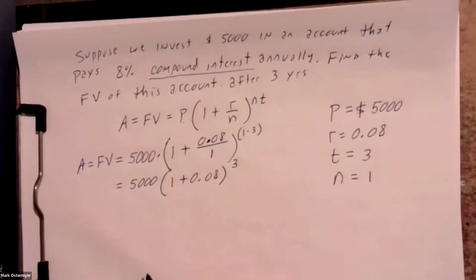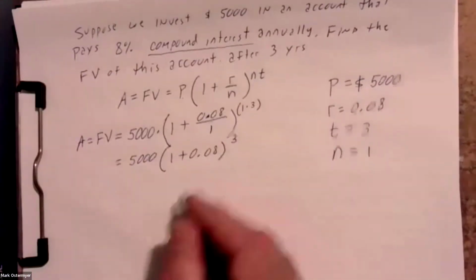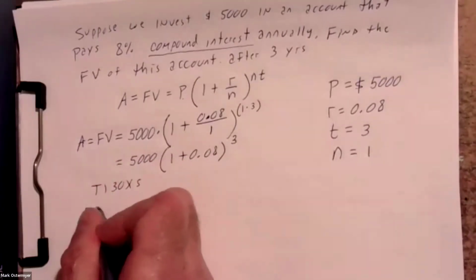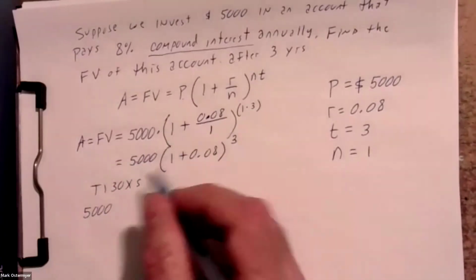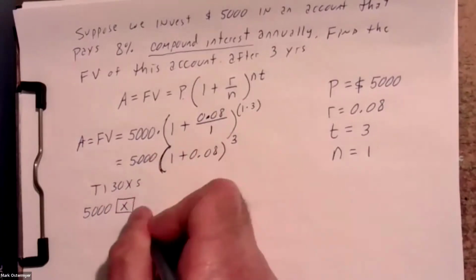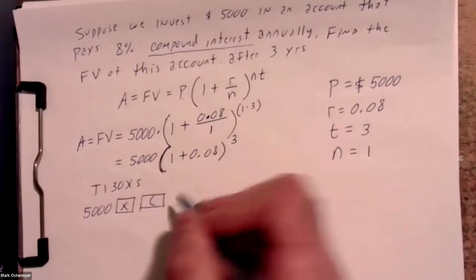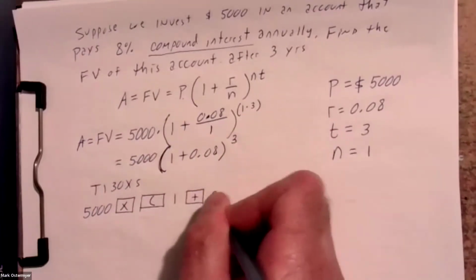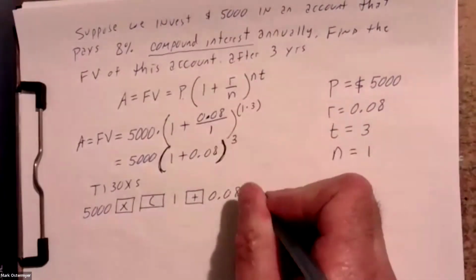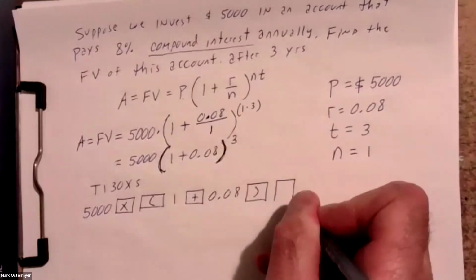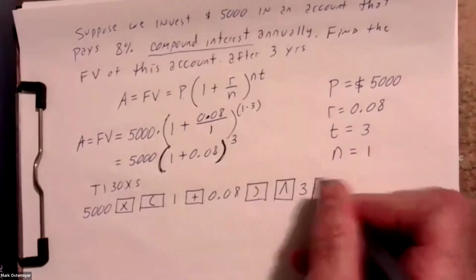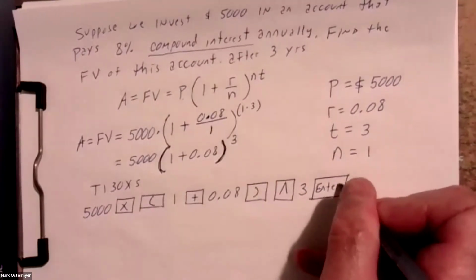All right, so how would we dial this up on our calculator here? Well, the keystrokes you're going to use on the TI-30XS is you're going to type in the 5,000 right here, times open parenthesis, 1 plus 0.08 closed parenthesis, raised to the, hit your power button, raised to the 3rd power, enter, and you will have your answer.